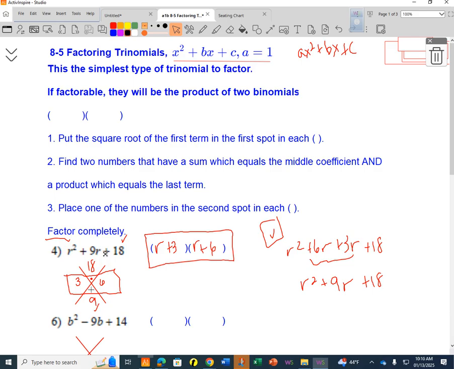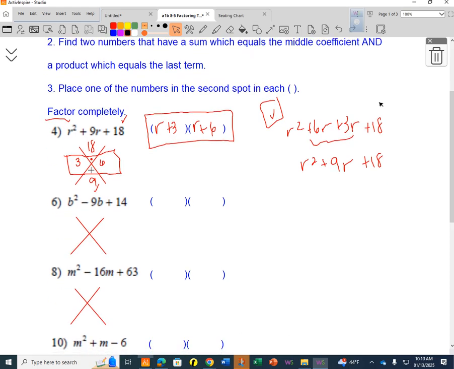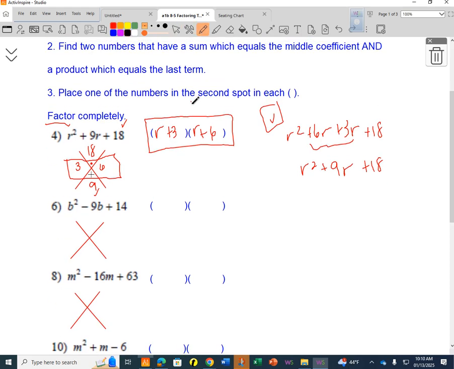Any questions? So let's look at the next example. Let's put the last term in the top, and you put a dot there to remind yourself that you're looking for factors that you multiply together to get that.